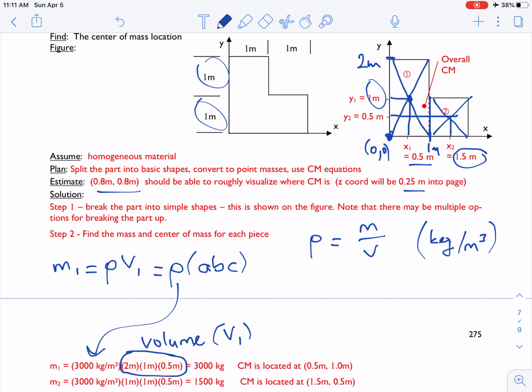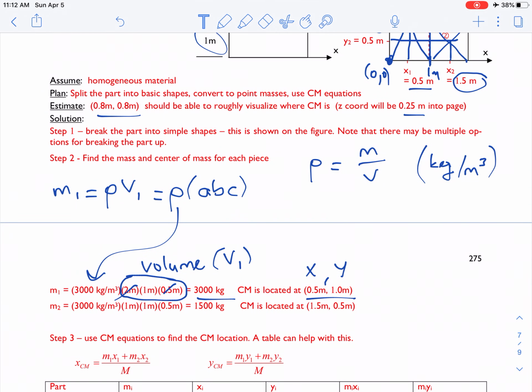When you multiply all these three, you get meters cubed, right? And the meters cubed are going to cancel. You're going to end up with kilograms. In this case, because of the cancellation, you're going to get 3,000 kilograms. And the location of the center of mass, as we already found out, is at 0.5 and 1. Always X first, Y later, and if you have Z, Z comes next. Always in that order.